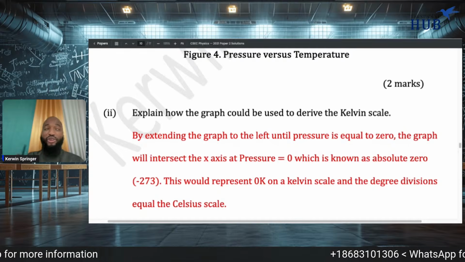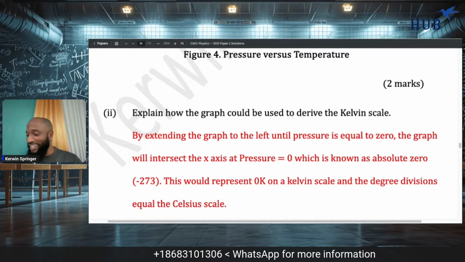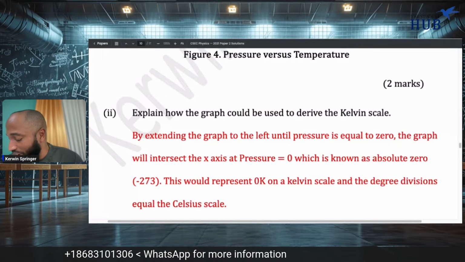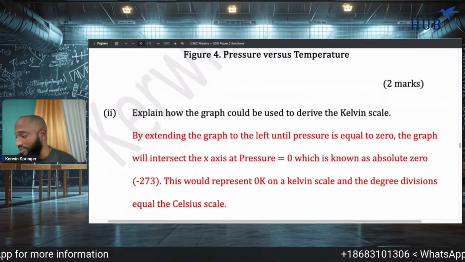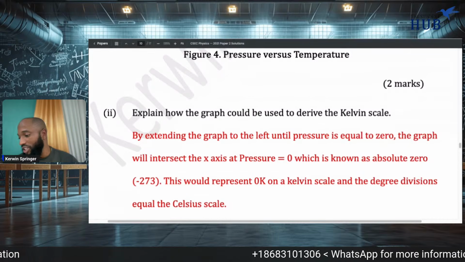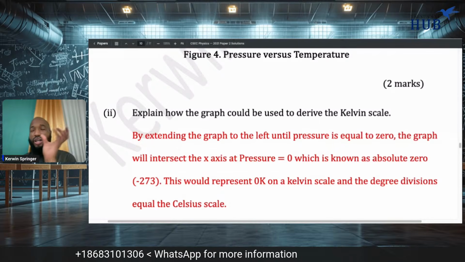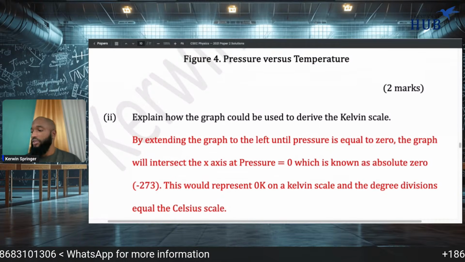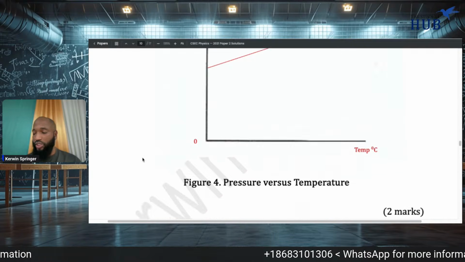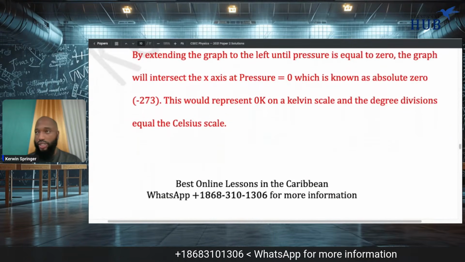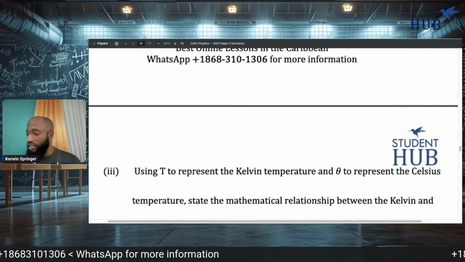Slower? Now you had to read it with me. You seen it on the screen? Or you have a screen? Yeah. So negative 273 degrees Celsius is represented by 0 Kelvin on a Kelvin scale. And the degree divisions equal the Celsius scale. So a 1 degree difference is the same as 1 Kelvin difference. Any questions on this? That's how you change a Celsius temperature scale to a Kelvin scale.